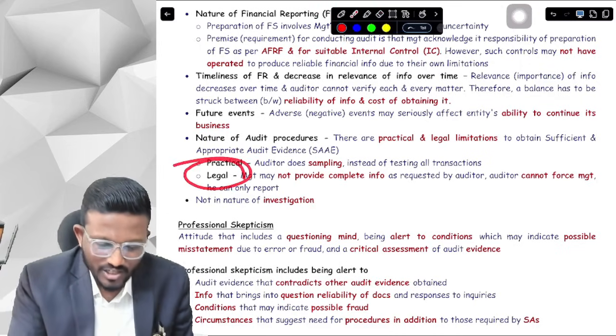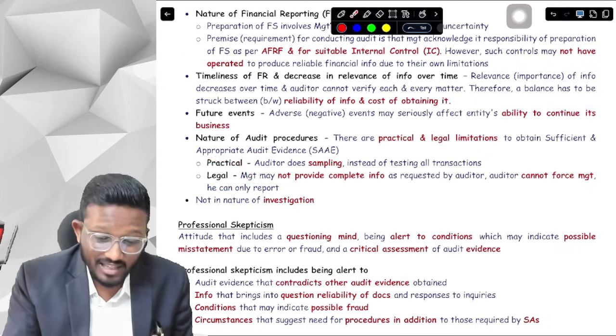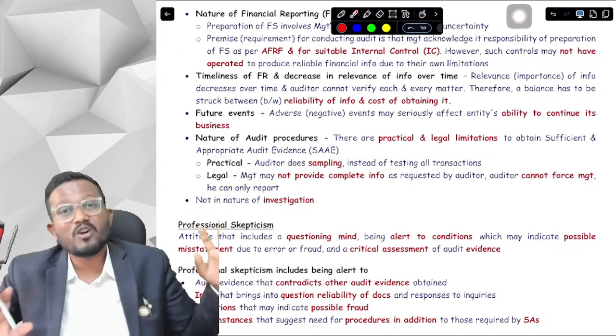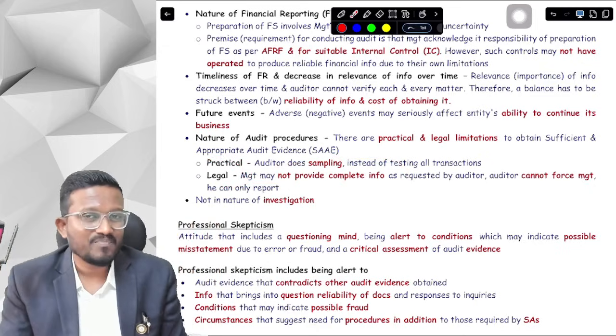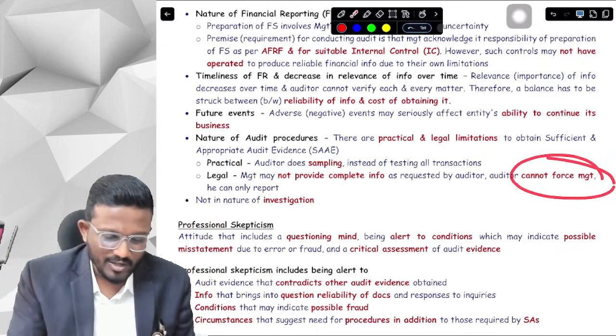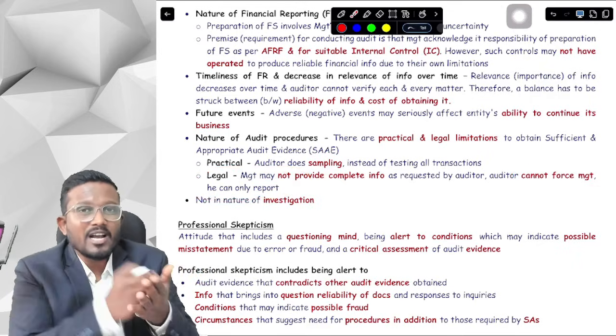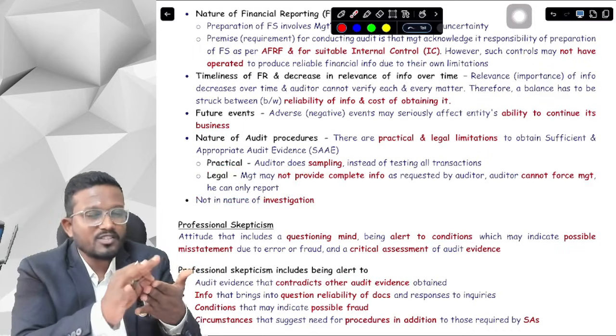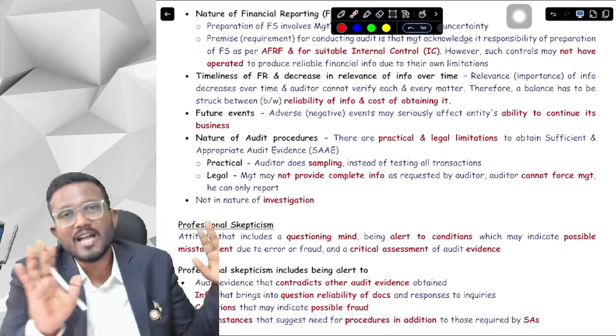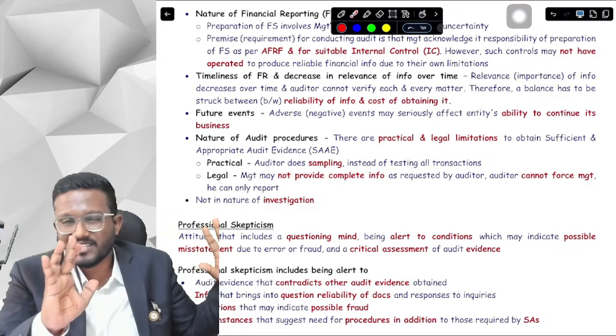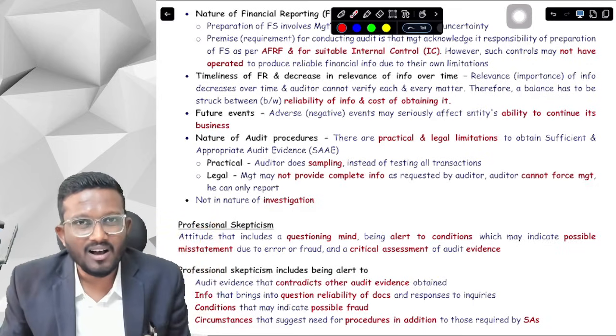What is the legal limitation? It may happen that the management doesn't provide us with the complete information that it has, and the auditor cannot force management to provide the information. We can only request the management, and we can only report in our auditor's report that the management has not provided the complete information. We can just inform the users of the financial statements. We cannot do anything about this.